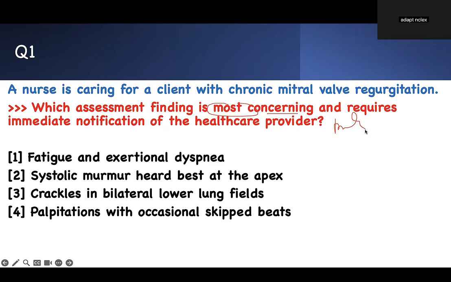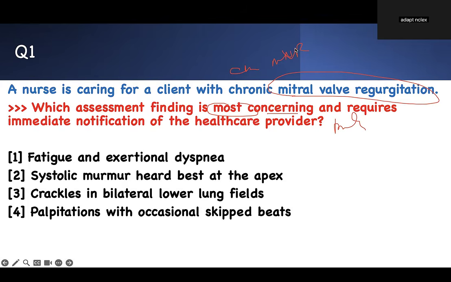What is the question? This is caring for a client with chronic mitral valve regurgitation. Always, they will give you the name of the valve, and you have to figure out what to do with it. It's chronic, right? Mitral valve regurgitation. Which assessment finding is very concerning or requires immediate notification to the healthcare provider?